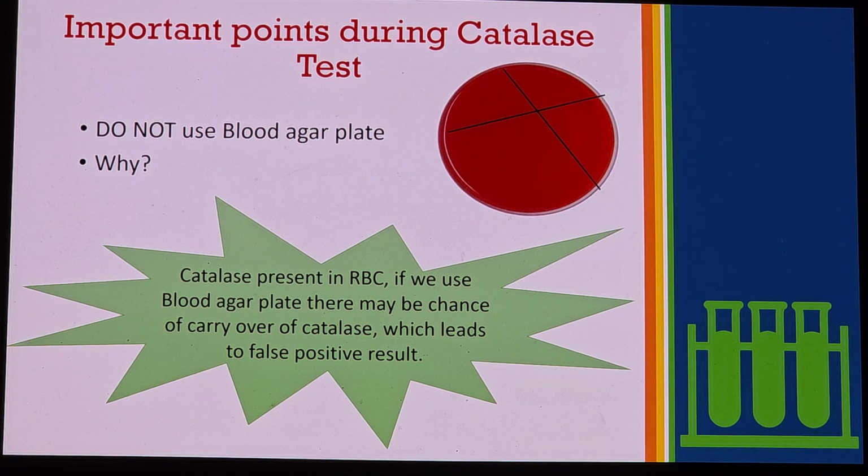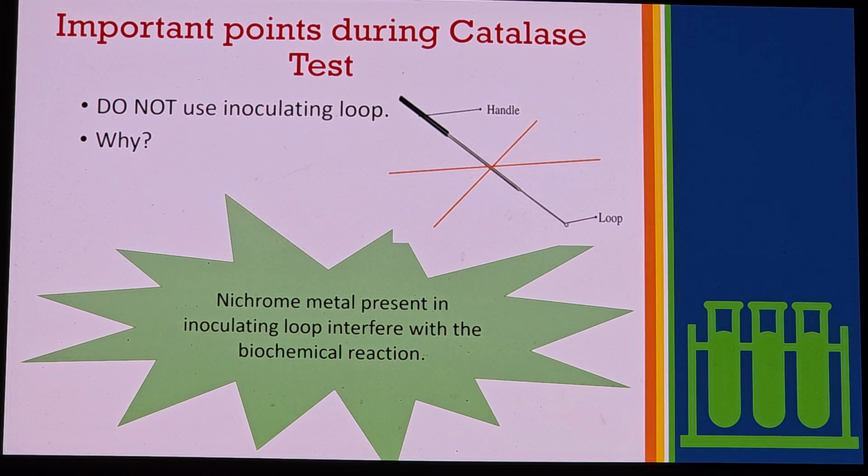So some important points during the catalase test. The first point is do not use a blood agar plate. Why? Catalase is present in red blood cells. If we use a blood agar plate, there may be a chance of carryover of catalase, which leads to a false positive result. Second, do not use an inoculating loop, because the nichrome metal present in the inoculating loop interferes with the biochemical reaction, which gives false positive results.